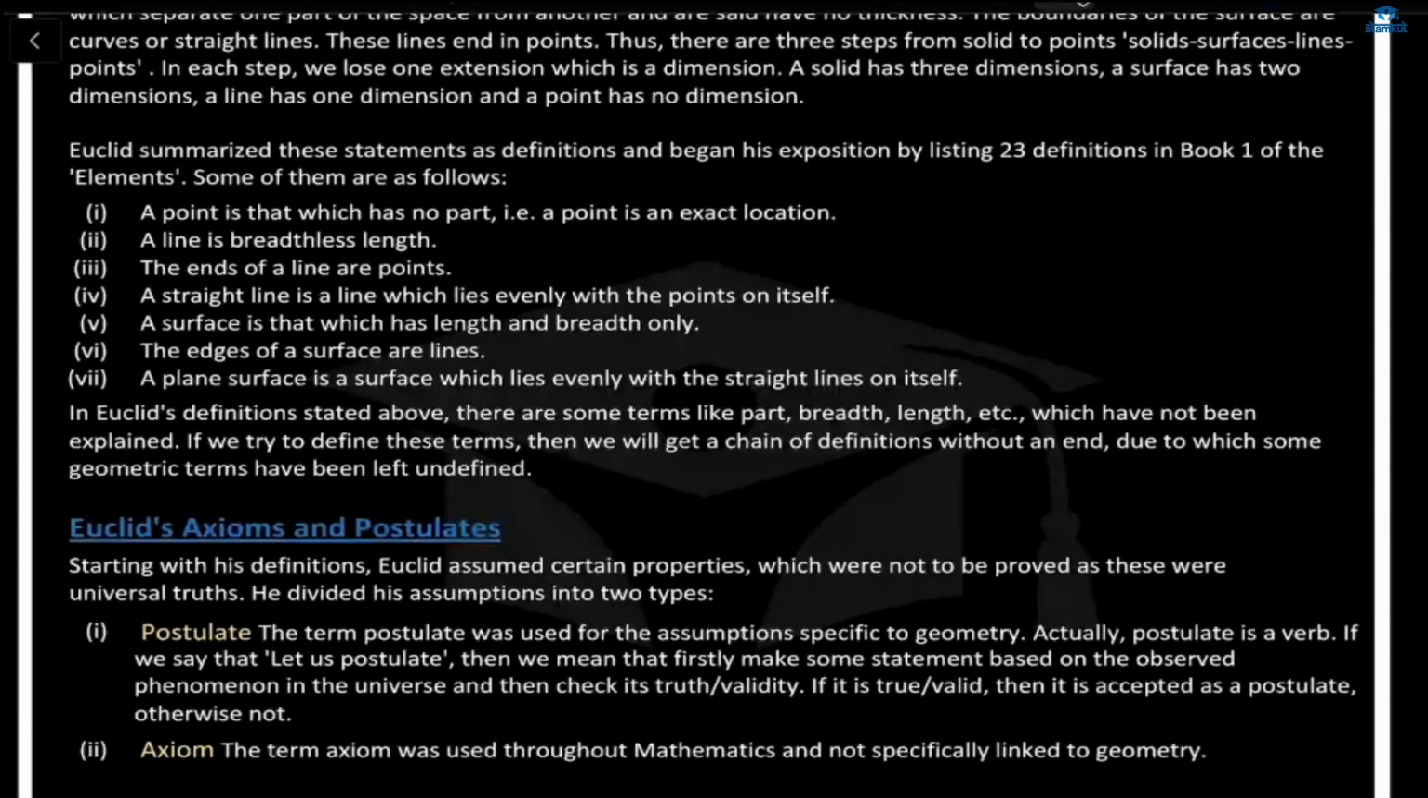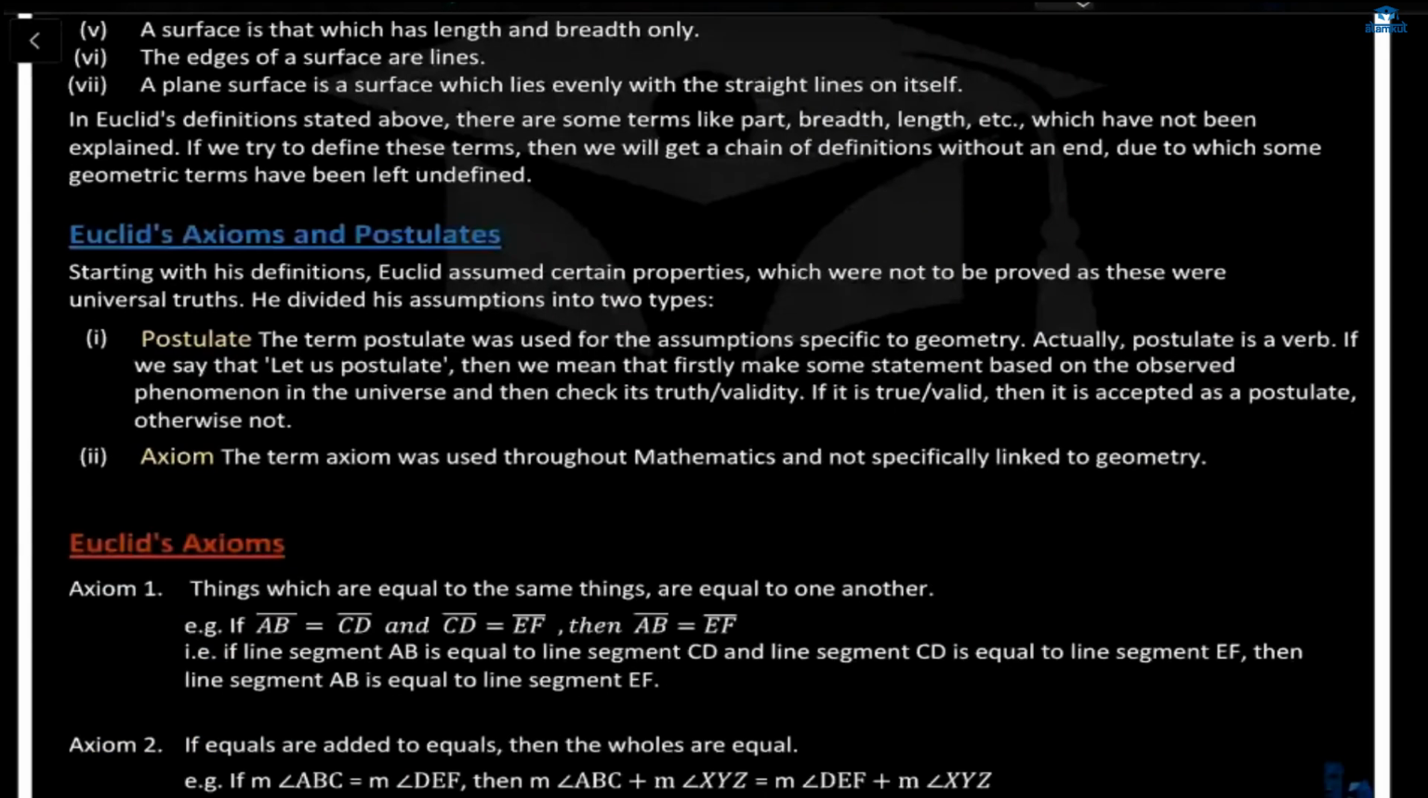We are not going deep, these are basic definitions. From the 23 definitions we have picked these definitions from Euclid's, okay. Now what are axioms and postulates? We will be covering Euclid's axioms and postulates.